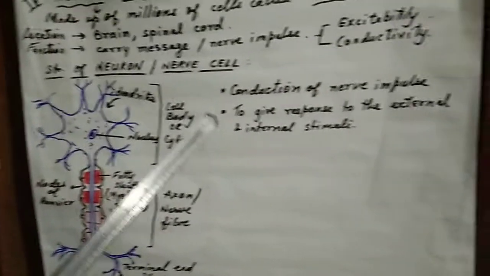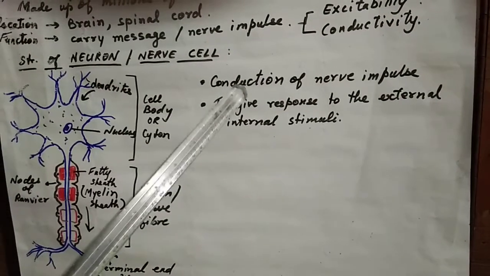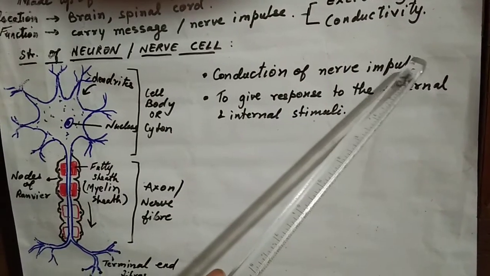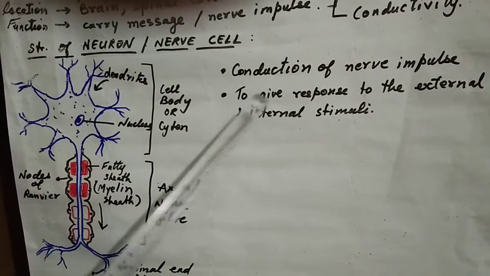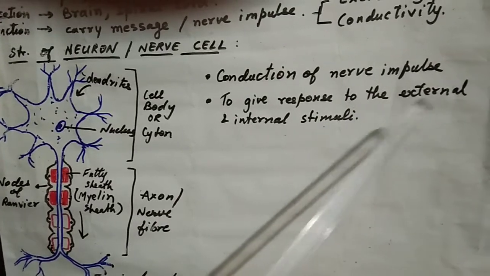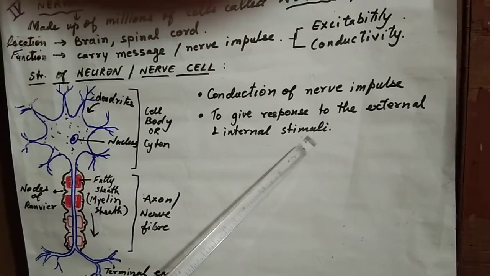What is the function of this neuron? The main function is conduction of the nerve impulse, or we can say to give response to the external and internal stimuli.